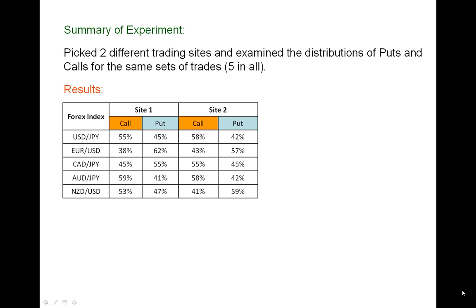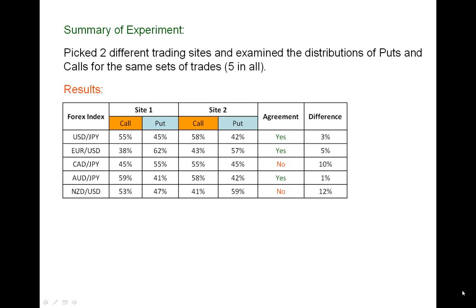And the results are in the table over there. And what did we find? We saw that in 3 out of the 5 cases we had agreement, but in 2 cases we didn't. And that was in the case of the Canadian dollar to the Japanese yen and the New Zealand dollar to the US dollar, where the first site showed the exact opposite split with respect to put and call.